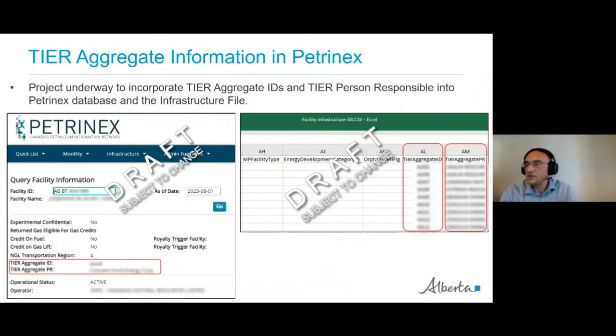On the right side of this slide, you can see how the facility infrastructure file would look. So basically, right now, if you open the infrastructure file, you will see that it ends with column AK. There will be two new columns added to it, again, tier aggregate ID and tier aggregate PR. And it will provide information from tier for those facilities. And again, should those fields be blank, that would indicate that the facilities are not in tier. Yeah, so that's about that project.